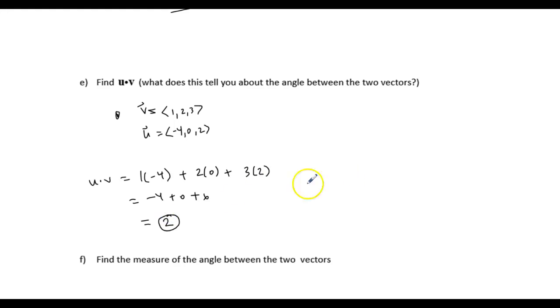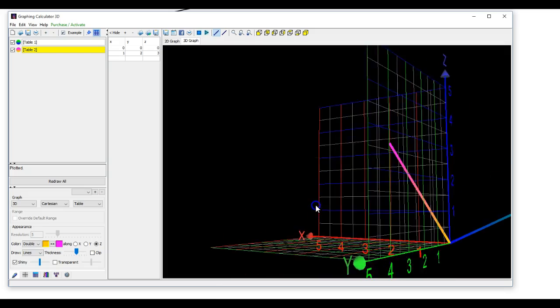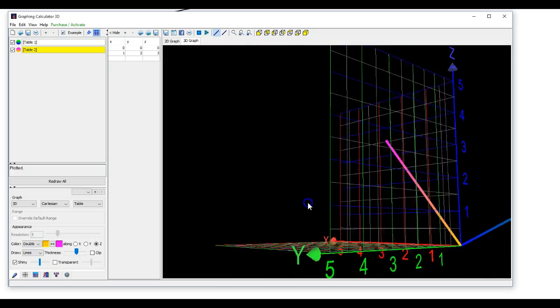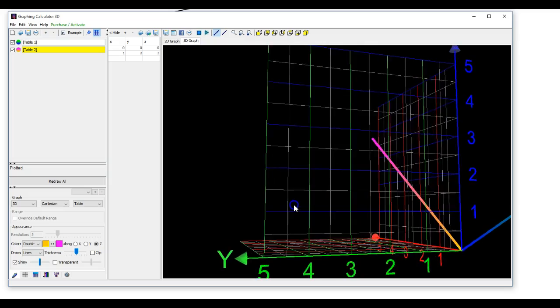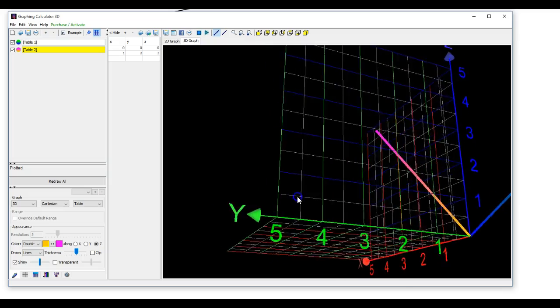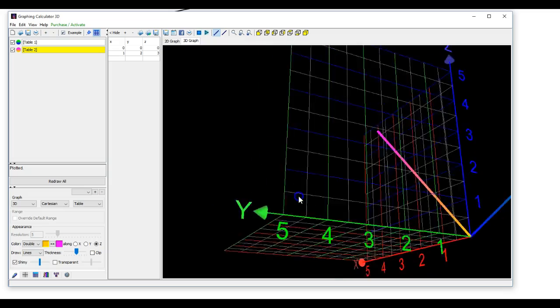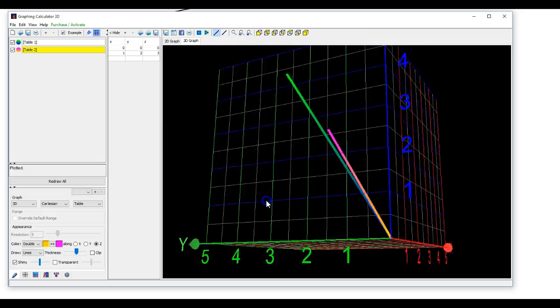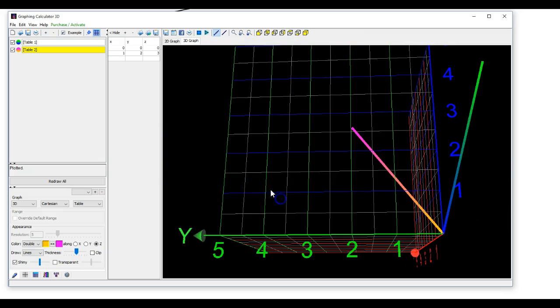And recall that the fact that this number is positive is going to tell us that there's an acute angle between the vectors. And if we go back to this little diagram here, it looks maybe close to 90, but it certainly doesn't look obtuse. So that dot product is certainly telling us what we expected to see based on this graph of those two vectors next to each other.